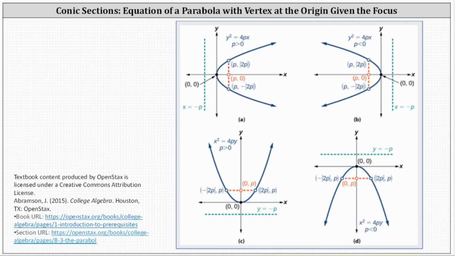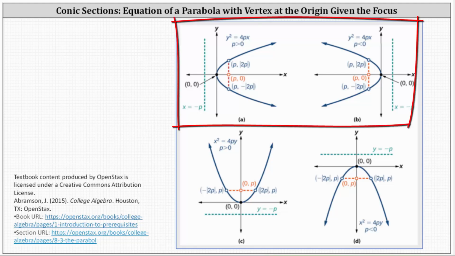Welcome to a lesson on how to find the equation of a parabola with the vertex at the origin given the focus. Looking at our notes, there are 4 cases to consider. First, if the parabola opens right or left, then the equation will always be in the form of y squared equals 4px. Notice when the y part is squared, the directrix is parallel to the y-axis, and the parabola opens along the x-axis. Notice in both cases, the focus is the point (p, 0).